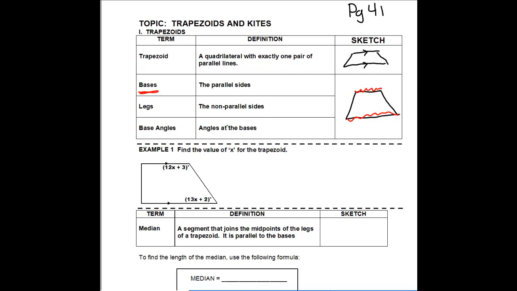The legs are the non-parallel sides, so this is a leg and this is a leg. Base angles are the angles at the bottom, or the angles at the bases, so this angle is a base angle and this angle is a base angle.